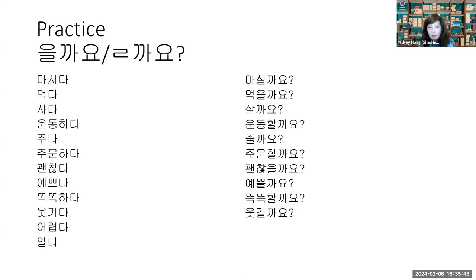This is ㅂ irregular, so it becomes 울까요? It doesn't mean the base is always irregular with ㅂ. One exception is 좁다 and 입다, 좁다, to be narrow, and 입다, to wear. They're not irregular even if they have ㅂ underneath. You just say 입어요, 좁아요. But usually ㅂ irregulars include, to be close, 가깝다, and to be difficult or easy, 쉽다, 어렵다. They follow this 우 pattern.